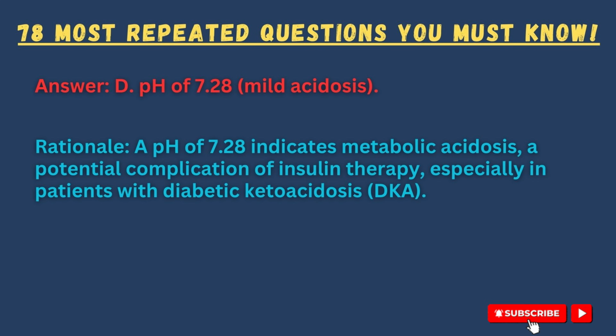Answer: D. pH of 7.28, mild acidosis. Rationale: A pH of 7.28 indicates metabolic acidosis, a potential complication of insulin therapy, especially in patients with diabetic ketoacidosis, DKA.